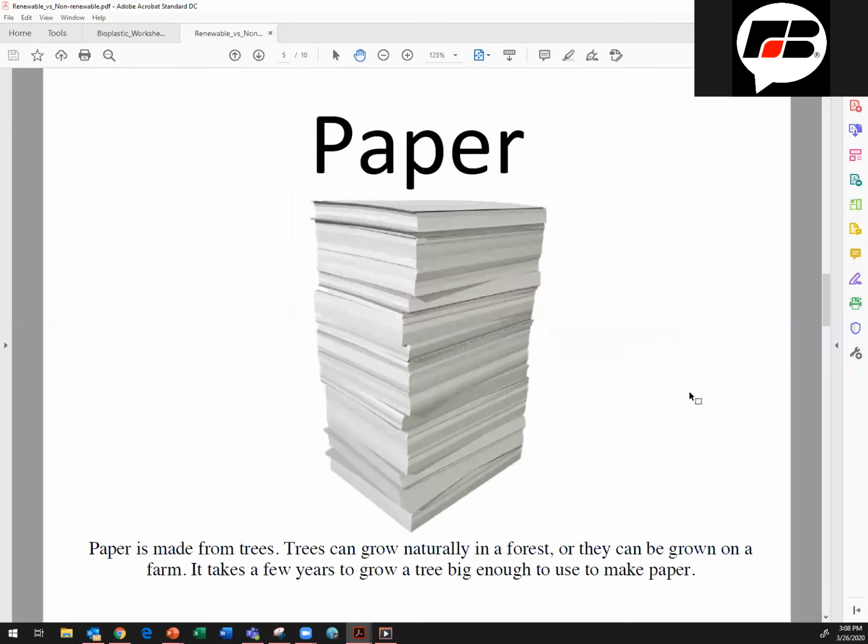Paper. Paper is made from trees. Trees can grow naturally in a forest, or they can be grown on a farm. It takes a few years to grow a tree big enough to use as paper. Would this be a renewable or non-renewable resource? This would be considered a renewable resource.